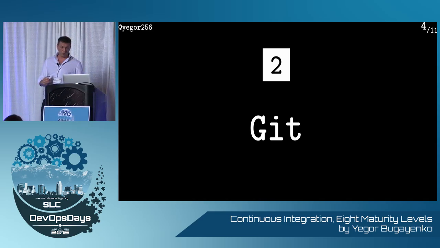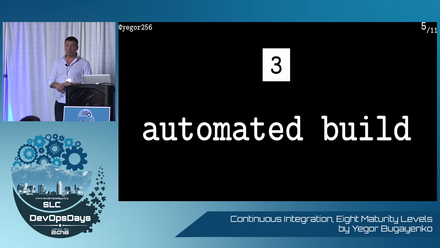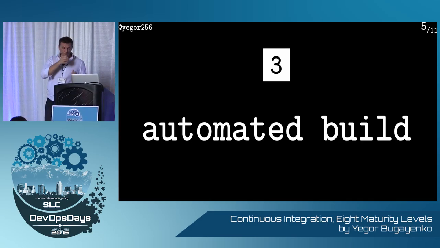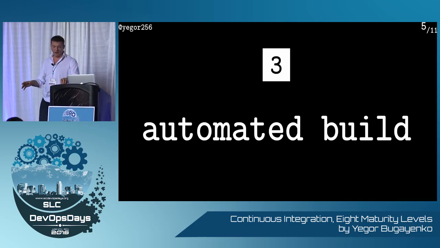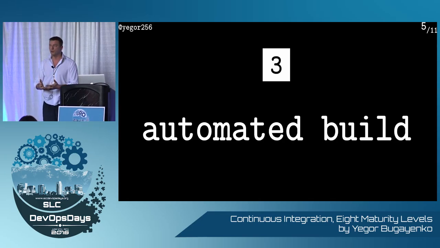That's it for problem number two. So this is maturity level number two. If you have Git, if you have the source code repository, you're on level number two. And then you move to level number three, which I called automated build. In this case, you still have files. They stay in the repository. But then you introduce some script or use some tool.